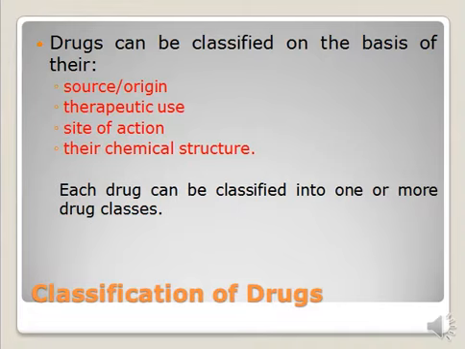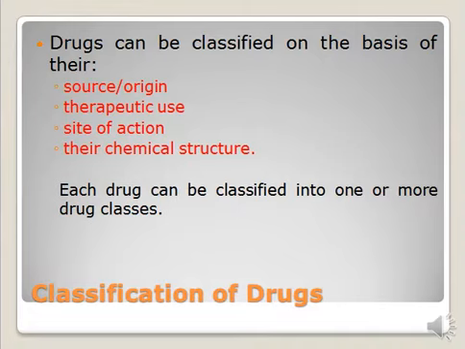Then they can be classified on the basis of their therapeutic use, meaning for which condition they are being used, then the site of action, and drugs can also be classified on the basis of their chemical structure. Right? And it's important to note that each drug can be classified into one or more of these drug classes.